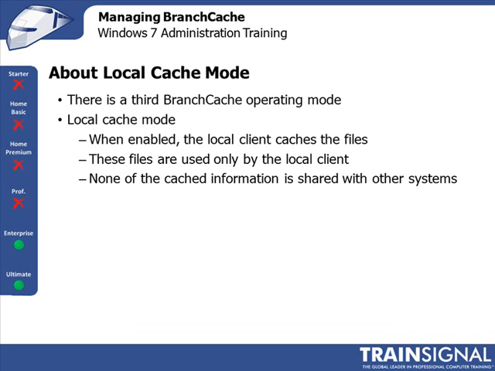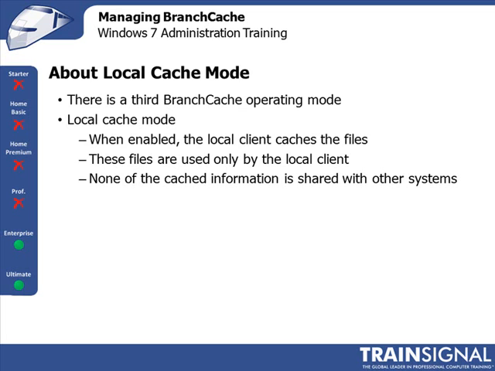There is a third BranchCache operating mode called local cache mode. When this mode is enabled, the local client does cache files that it uses from a central server. However, these files are only used by the local client. None of the cache information is shared with other systems.